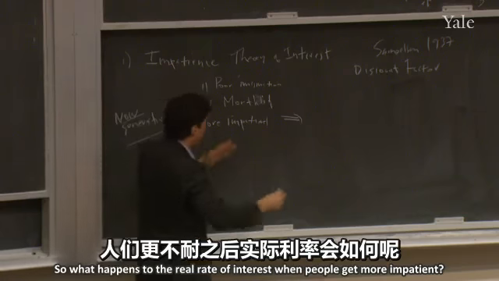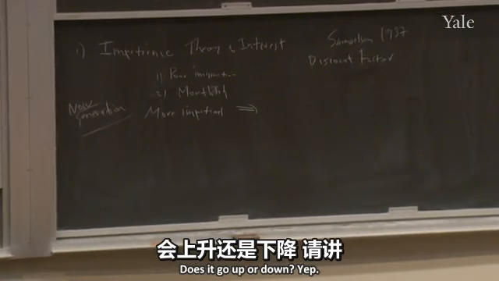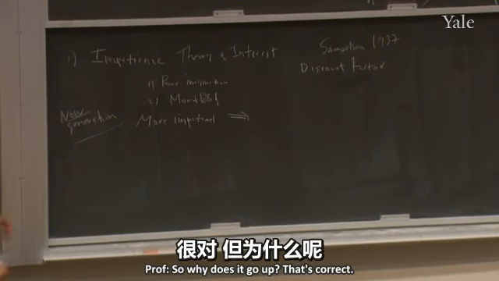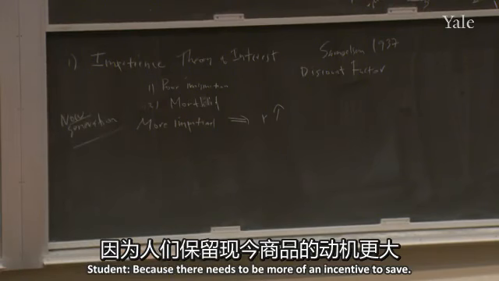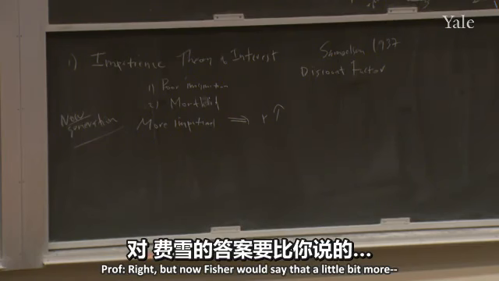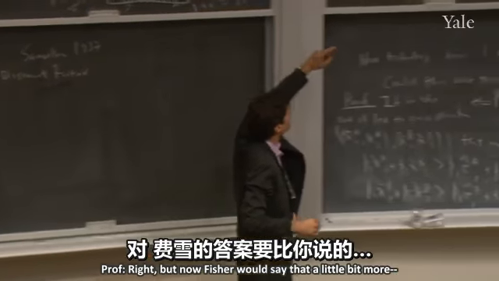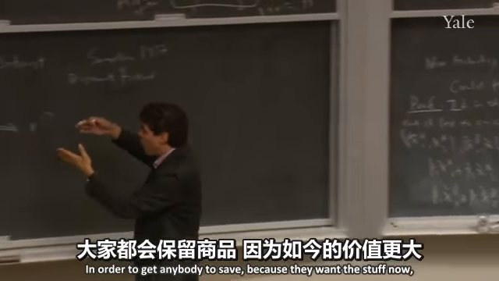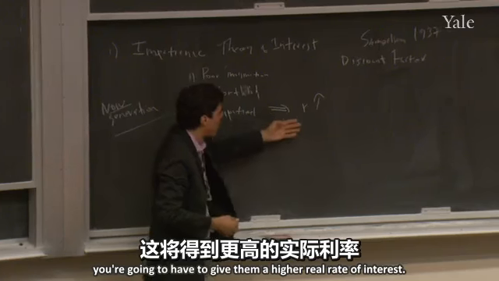So what happens to the real rate of interest when people get more impatient? Does it go up or down? Yep. Okay, so why does it go up? That's correct. Because there needs to be more of an incentive to save for tomorrow. Fisher would say it a little more formally, but that's exactly right. In order to get anybody to save, because they want the stuff now, you're going to have to give them a higher real rate of interest.